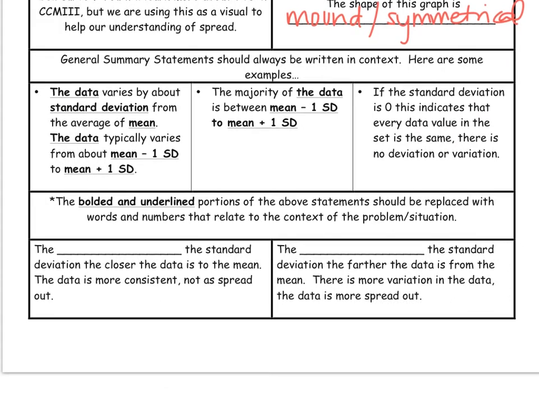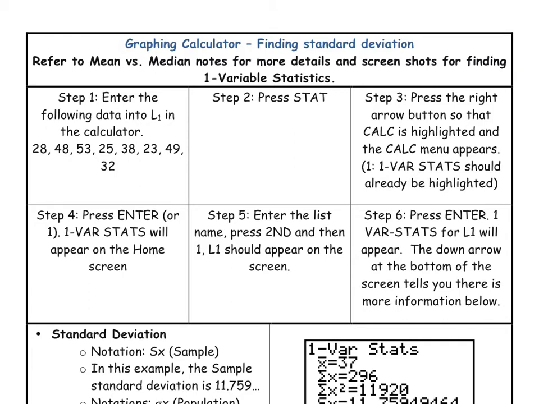One thing to note about the standard deviation: the smaller the value, the closer the data is to the mean, which means the data is more consistent and not as spread out. And the opposite of that is true. The larger the value of the standard deviation, there's more variation and the data is more spread out. In class tomorrow we are going to do standard deviation by hand, but it can also be done on the calculator. I'm not going to do this on the calculator, but you can follow along on yours.